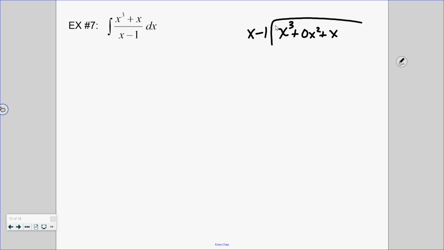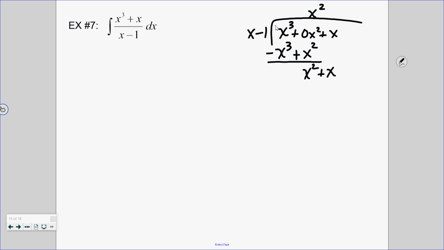So x times what is x cubed? That's x squared. X squared times x is x cubed. X squared times -1 is minus x squared. That's why we needed that term there, so I have somewhere to line up my like terms. Draw the line, change the signs. So now x cubed minus x cubed, of course, goes away. I have 0x squareds plus 1x squared. So that gives me x squared, and then bring down the plus x.